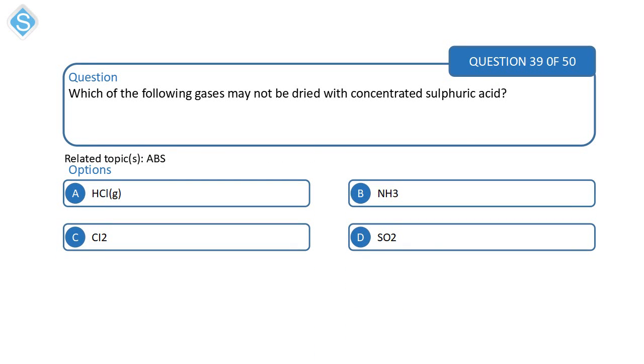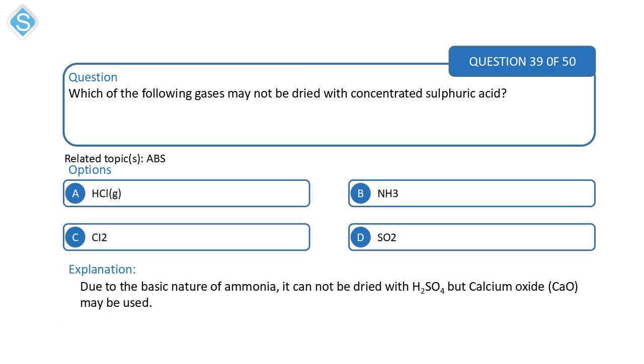Which of the following gases may not be dried with concentrated sulfuric acid? Ammonia, because ammonia is a base. So if you dry it with concentrated sulfuric acid, if you dry it with an acid, then an undesirable acid-base reaction is going to occur. So we don't use sulfuric acid to dry ammonia gas, but we can use something like calcium oxide. Calcium oxide can be used.